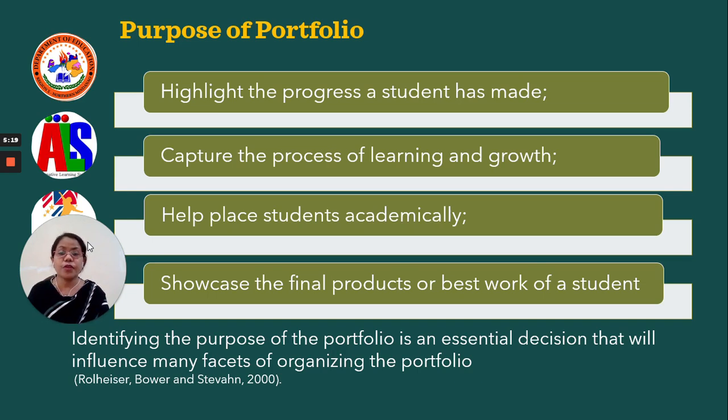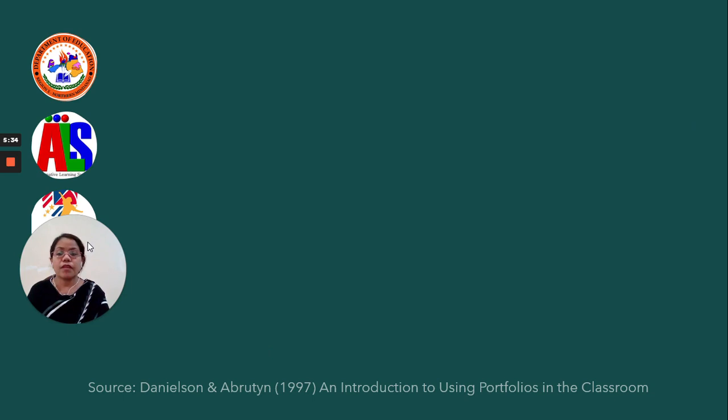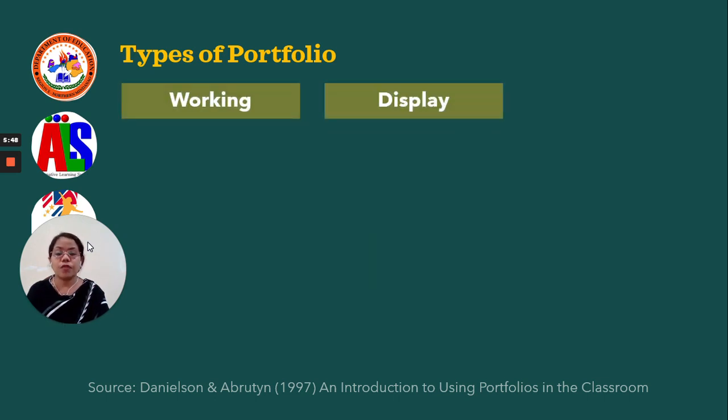Once you have determined your goals for using portfolios in the classroom, the next step is to find a type of portfolio that will best suit your needs. Depending on your goals, reasons, and the audience, different authors classify portfolio into several types. Danielson and Abrutyn, the authors of the book An Introduction to Using Portfolios in the Classroom in 1997, described three types of portfolio. We have working portfolios, display portfolio, and assessment portfolio.